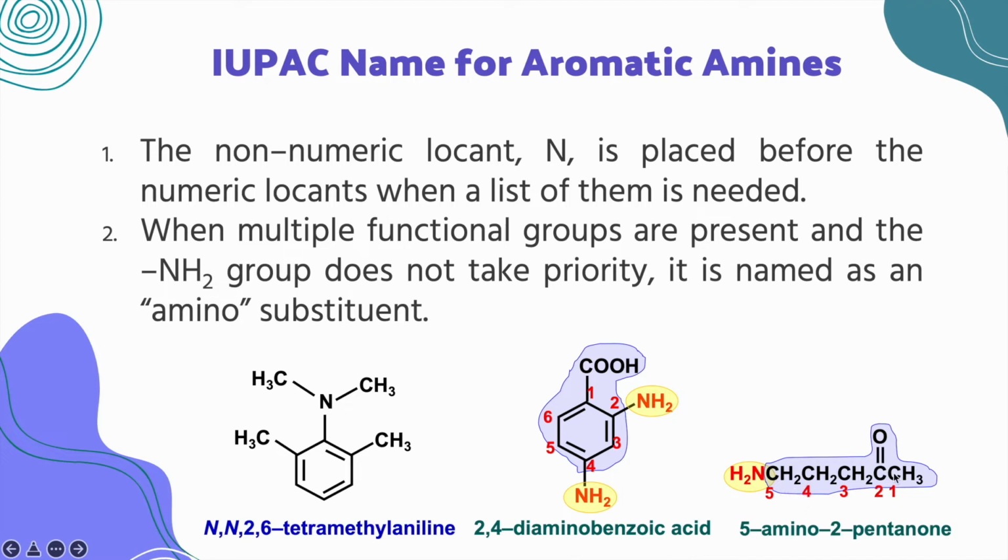Next, ketone and amine. So ketone has higher priority than amine. Ketone becomes the parent. When ketone becomes the parent, carbon number 2 has the double bond, so 2-pentanone is the name of the parent. And then this NH2 will not be named as amine anymore, it becomes a substituent, so this is amino. The name of this compound is 5-amino-2-pentanone.